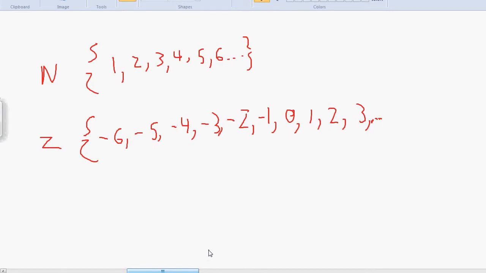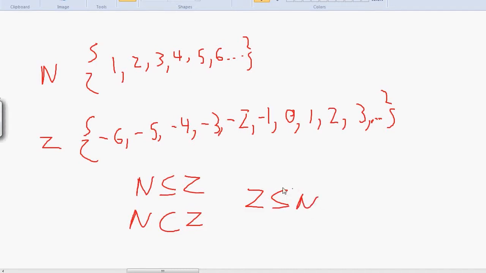Let me move this over just a little bit. So in this case, even though both of these sets are infinite, we know that every element that is in N is also in Z, but not every element that's in Z is an element of N. So we could say that N is a subset of Z. We could also say N is a proper subset of Z, right? But we could not say Z is a subset of N. That would not be true.